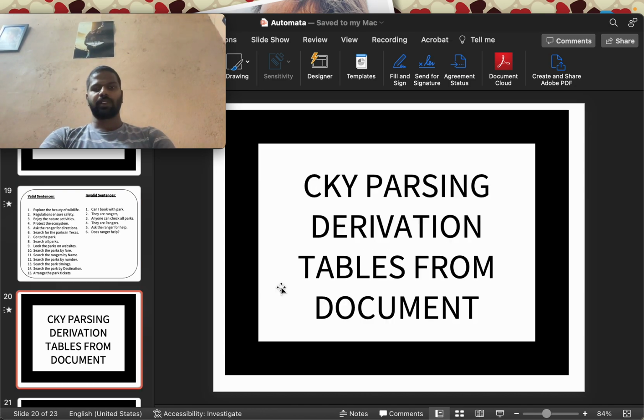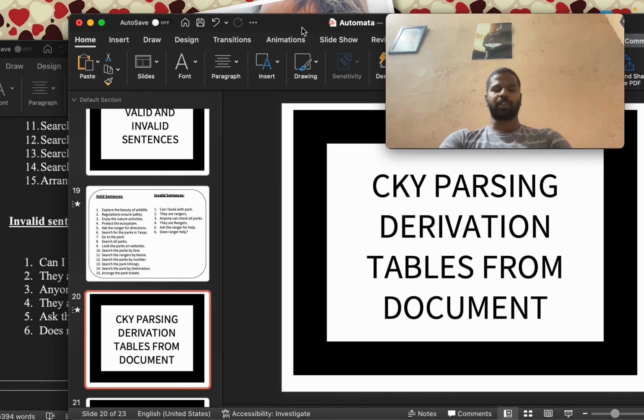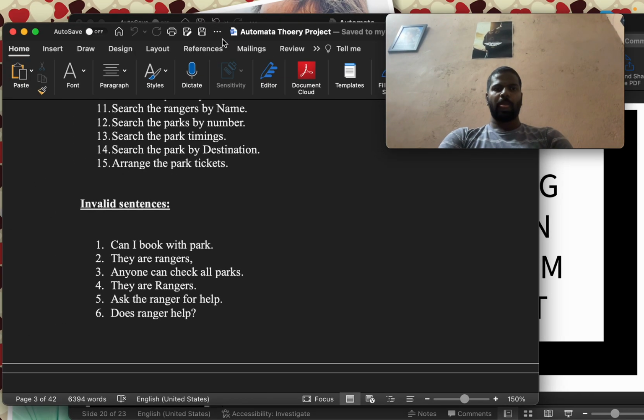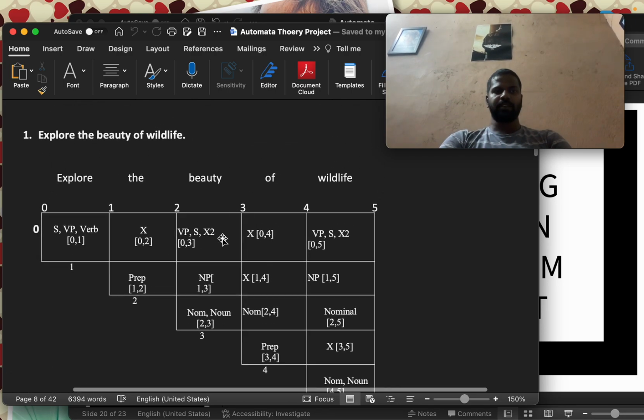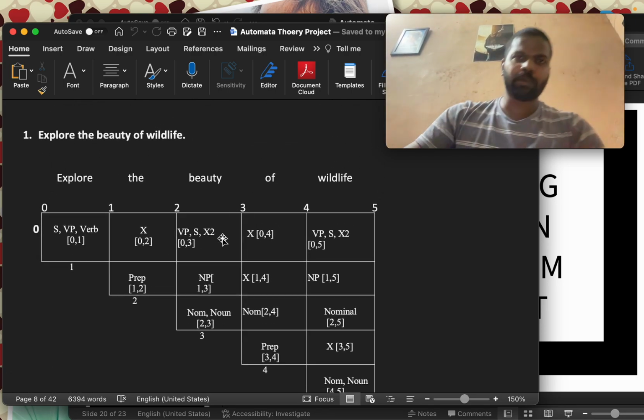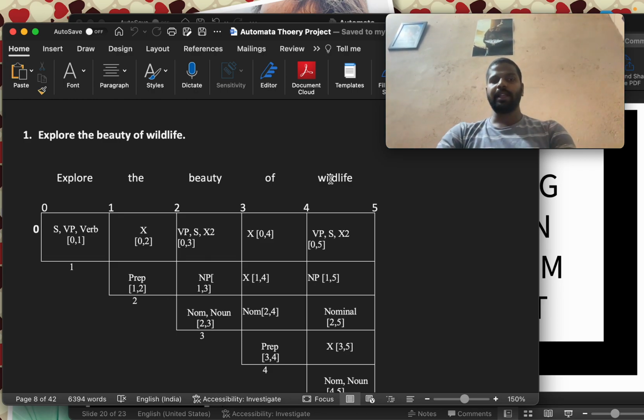CKY derivation tables. I have taken this derivation table from my project document. Let's explain one derivation here. This sentence: explore the beauty of wildlife. We can say that explore is a verb, the is a determiner, beauty is a noun, of is a preposition, wildlife is a noun. As I stated in the CNF grammar, this sentence follows all the rules that I have implemented in the code.